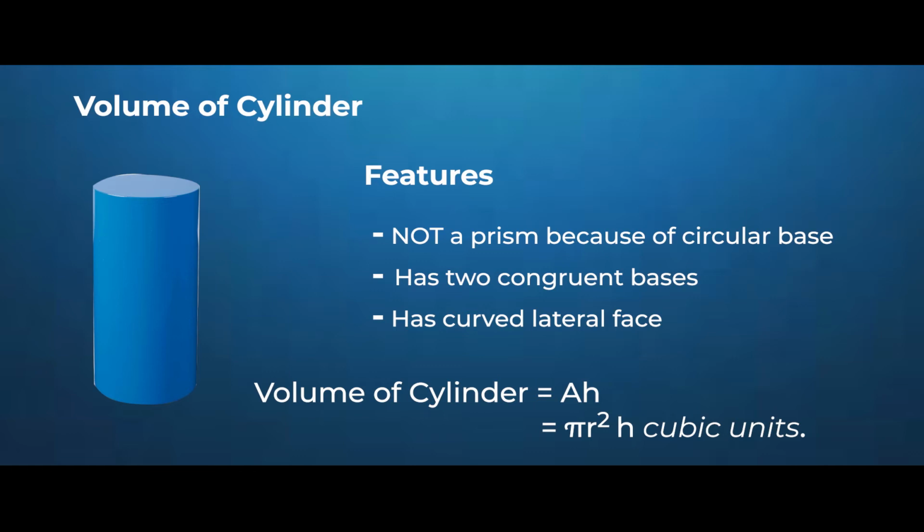So here the value for A can be replaced with pi r square, which is used to calculate the area of a circular base. So we can write the formula for the volume of a cylinder as pi r square h cubic units.